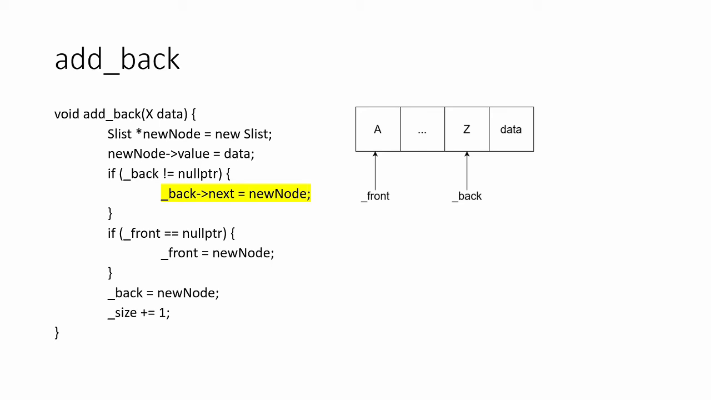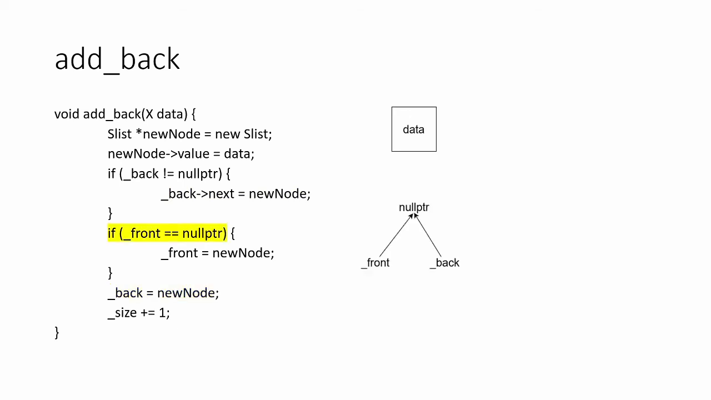But with this action, data is now our back, not z. So I need to reflect that. I need to have back pointing to data, our new node, our new back. The other case is when we have an empty linked list and we need to have data become our only element. So first I have front equal to new node, and then I have back equal to new node. So we go from an empty list, similar to add front when it's empty, to a linked list that only has one element on there.